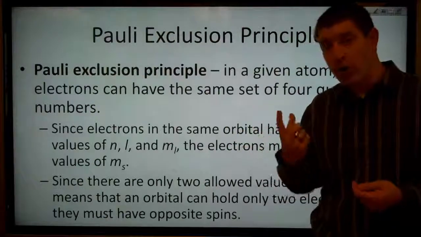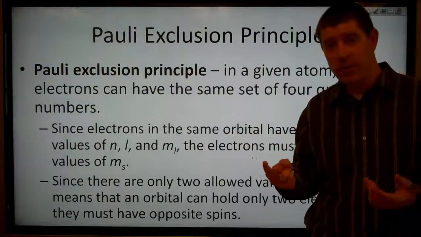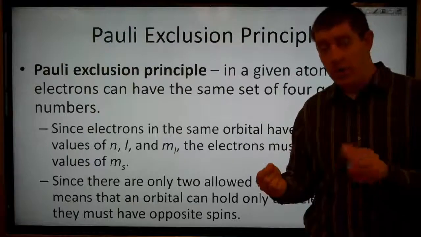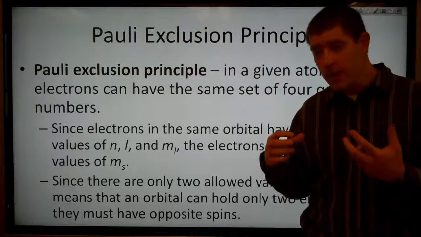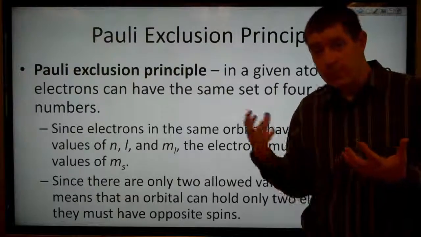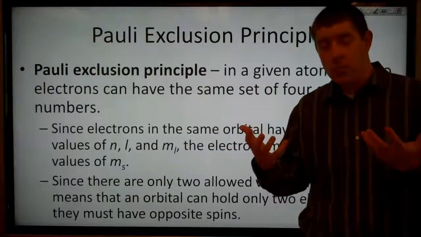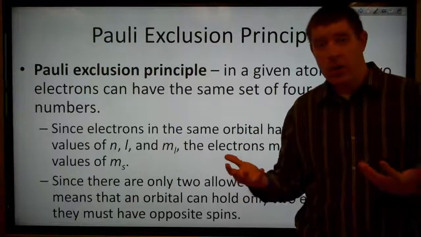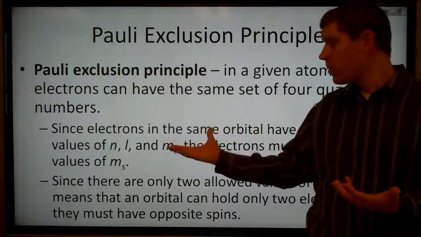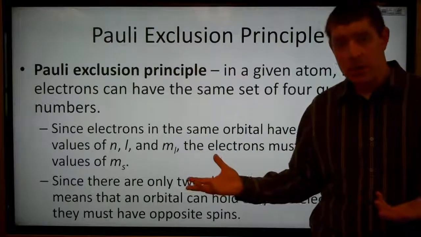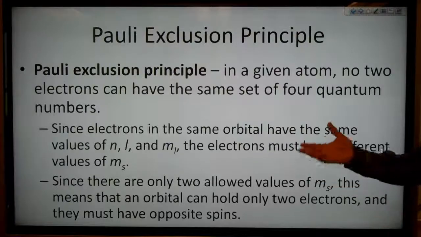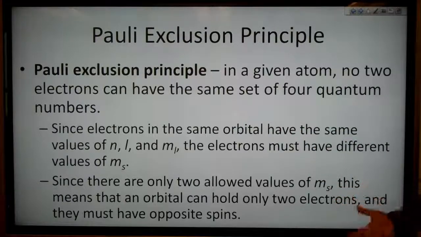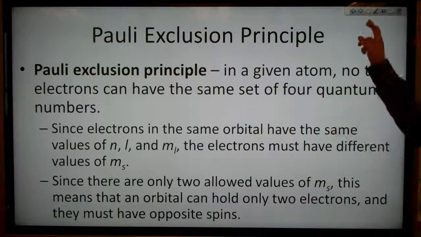And this is why each orbital can only hold 2 electrons, because we only have 2 possible values for the spin. They can either be spin up or spin down. So if those 2 electrons are in the same orbital, then those are the only 2 possibilities. If we go putting a 3rd electron in there, well, we can't, because we don't have a way of getting those 4 quantum numbers to be different in that same orbital. We have to put that electron into a different orbital. So again, since there are only 2 allowed values of m sub s, this means that an orbital can only hold 2 electrons, and they have to have opposite spins.